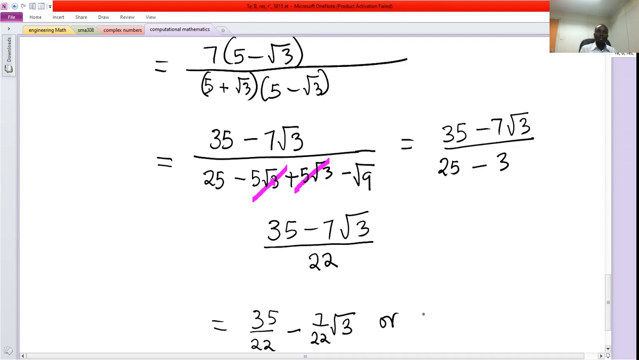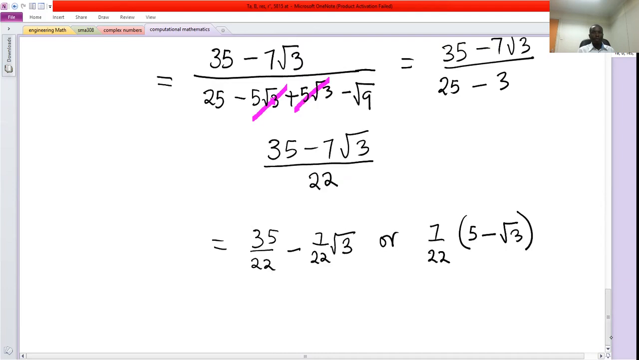Or you can write it as 7 over 22 into 7 into 35 is 5, and then minus root 3. So that is how you can write. Or you can even put it in a different form, say 7 times 5 minus root 3 over 22. So all these are acceptable.